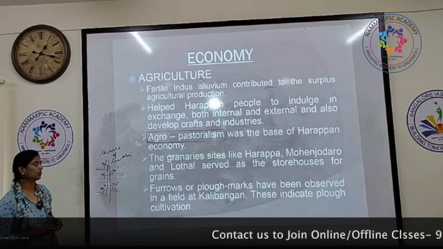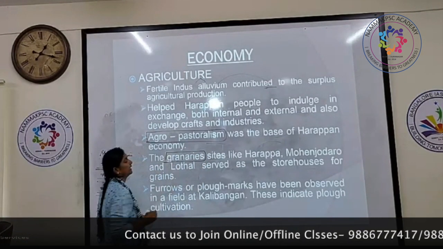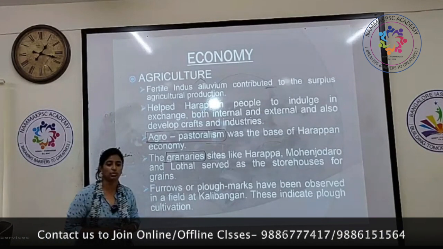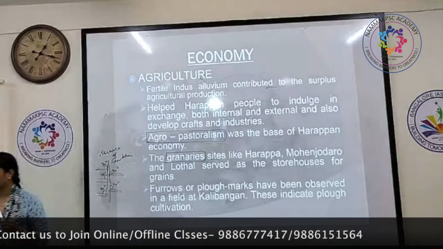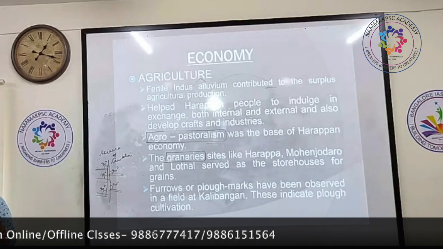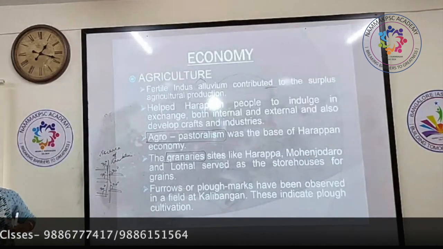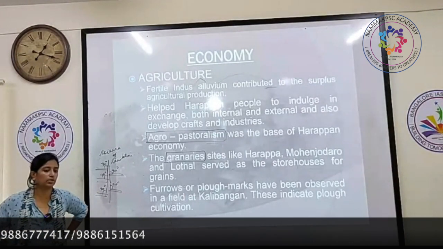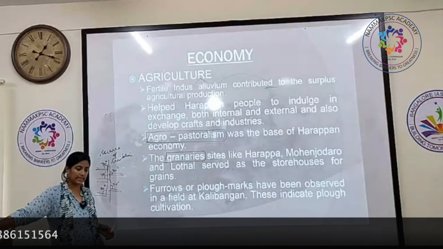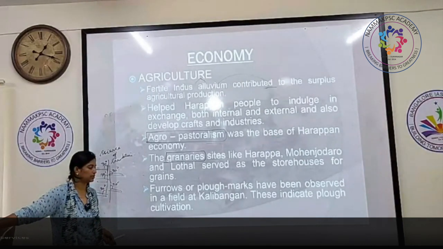And then agro-pastoralism, a known thing. A very important thing is granaries. They developed granaries at Harappa, Mohenjo-daro and Lothal for the storage of grains. And then furrows or plough marks are found at Kalibangan. I told you, plowshare evidence is found in Kalibangan. These indicate that there was plough and animal based agriculture.